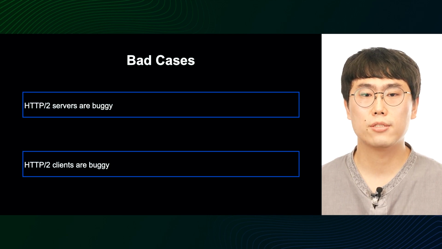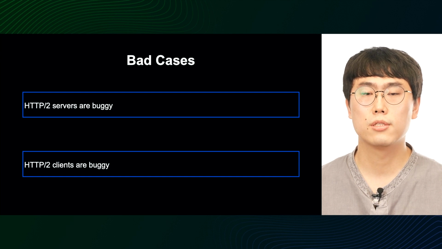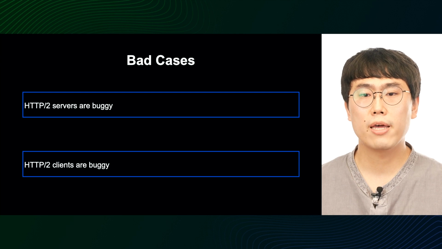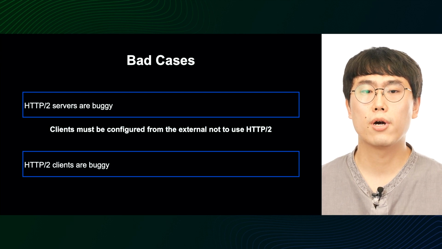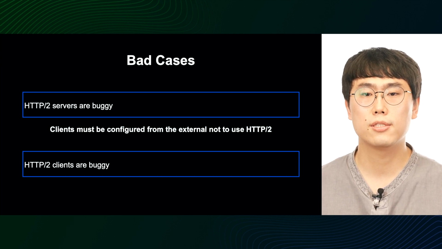There are two bad cases which make the migration unsuccessful. The first bad case is that server implementation has bugs. Unlike clients, we can always fix the servers, but what matters is how long it will take to fix. If a bug is non-trivial and takes a long time to be fixed, the best way to handle it is to disable HTTP2 entirely until the bugs are fixed. This requires the ability to control the client not to use HTTP2.